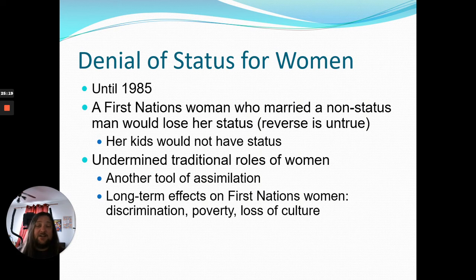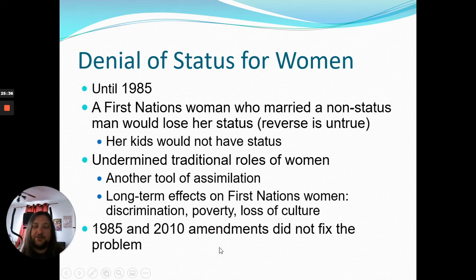So they would be alienated from their own families and communities, right? So it has very long-term effects on First Nations women, and you can make links with discrimination, poverty, loss of culture, and many other things. Those of you who wind up doing more research, for example, on missing and murdered Indigenous women and girls will see that there are connections to this over the long term. So again, in 1985 and again in 2010, there were amendments, but they didn't fix the problem because so much damage has been done at this point.